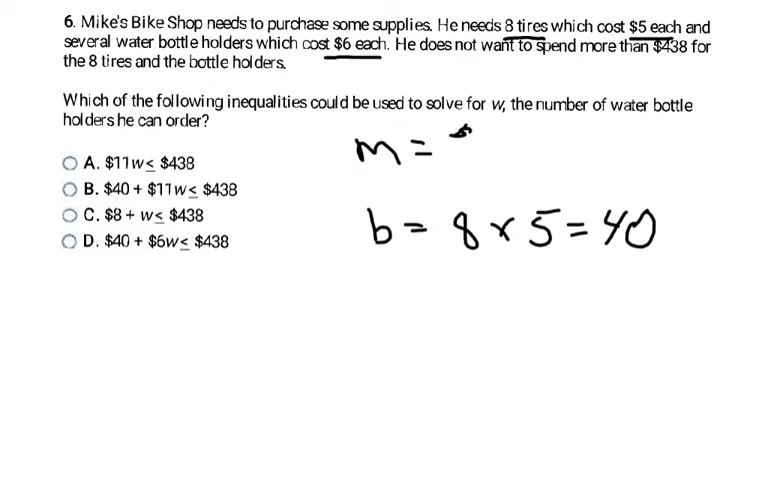Whereas we don't know how many water bottle holders he's going to buy. So we have the $40 in tires for the y-intercept and the $6 for some number of water bottle holders. That number is going to change. So which one of these has a slope of 6 and a y-intercept of 40? A doesn't have a slope of 6. B doesn't have a slope of 6. C doesn't have a slope of 6. Okay, D does, and it has the y-intercept of 40. And if he does not want to spend more than $438, that means he wants to spend $438 or less. So I even have the right inequality, so my answer is definitely D.